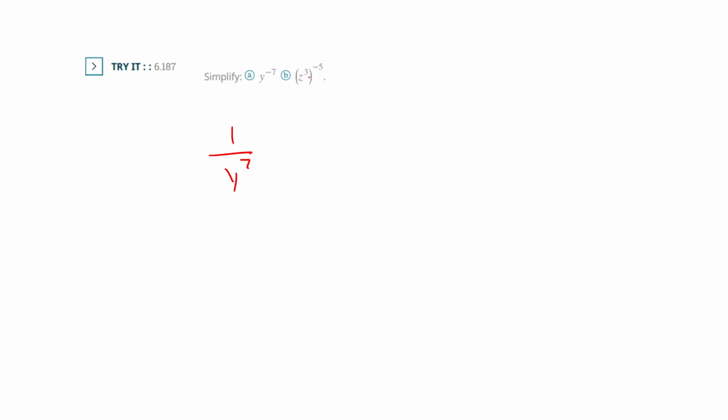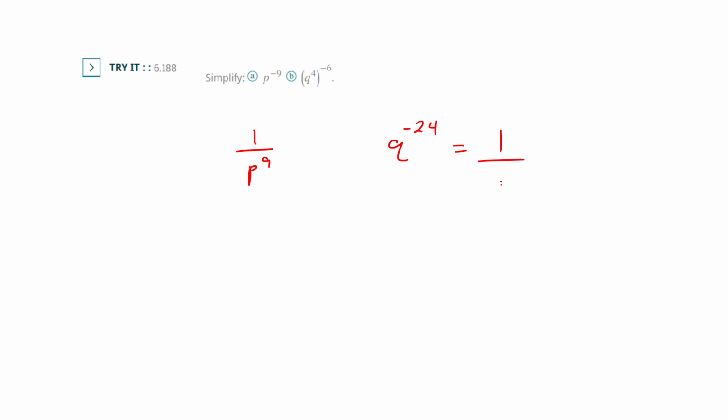On this one, I think it's better to multiply them first. It's a power to a power. That gets me z to the negative 15th. Now let's move that down below, and I get 1 over z to the 15th. Okay, same thing, 1 over p to the 9th. Now I'm going to do the power to a power first and get q to the negative 24, which then moves it to the bottom to get rid of the negative.